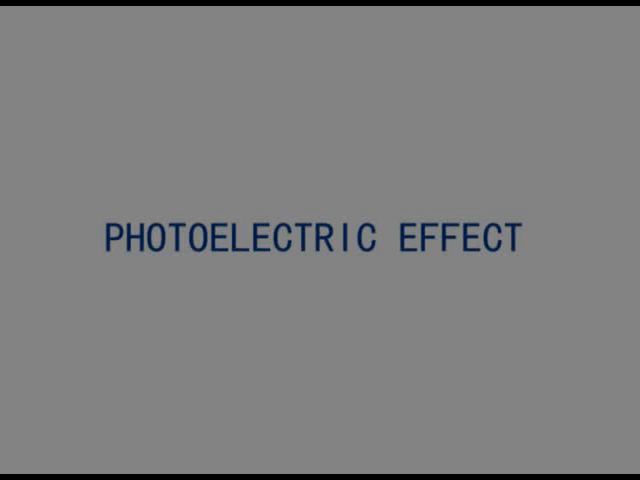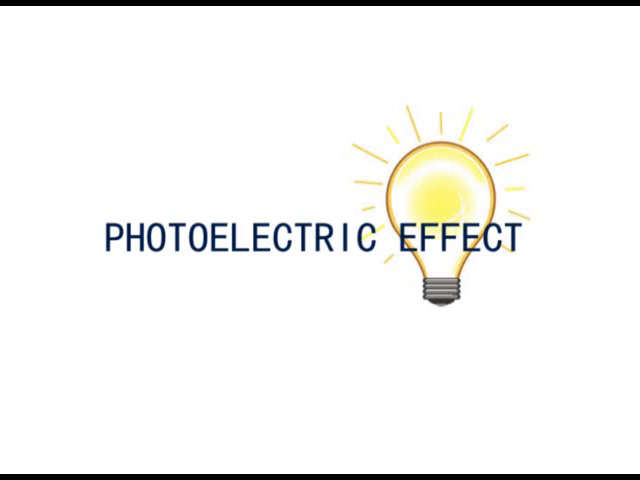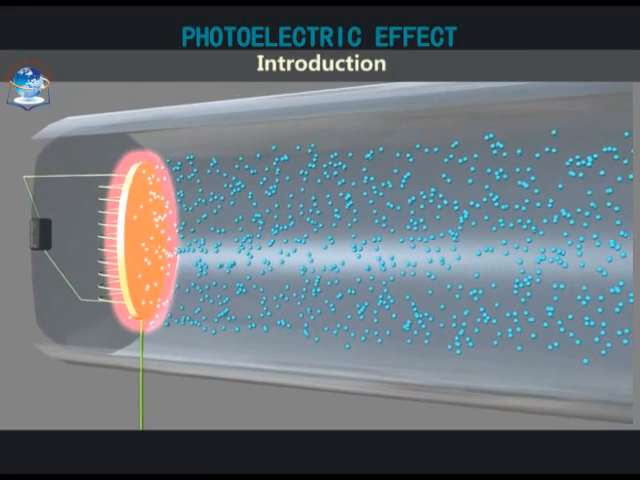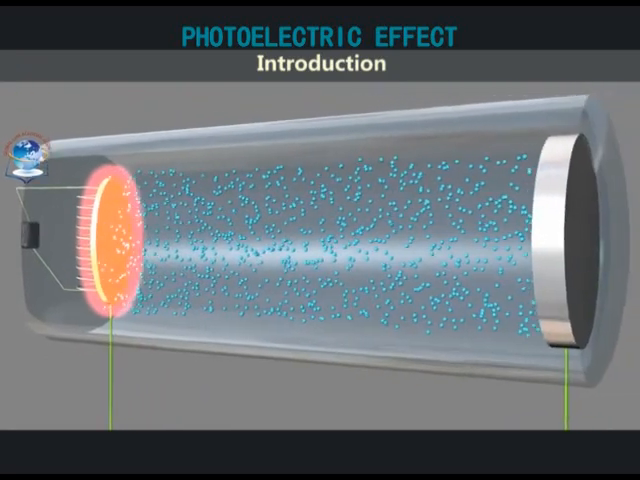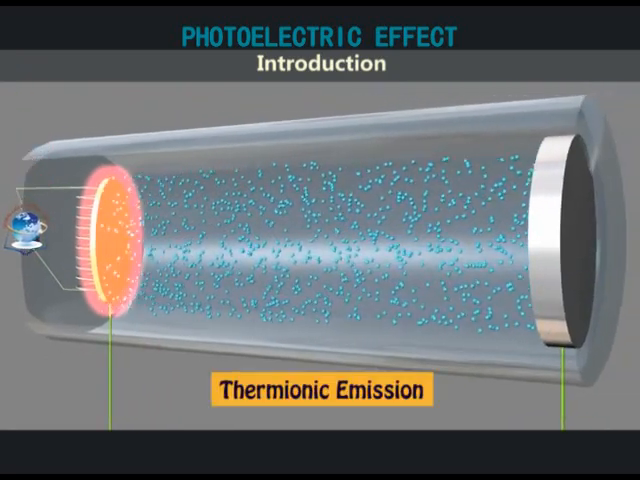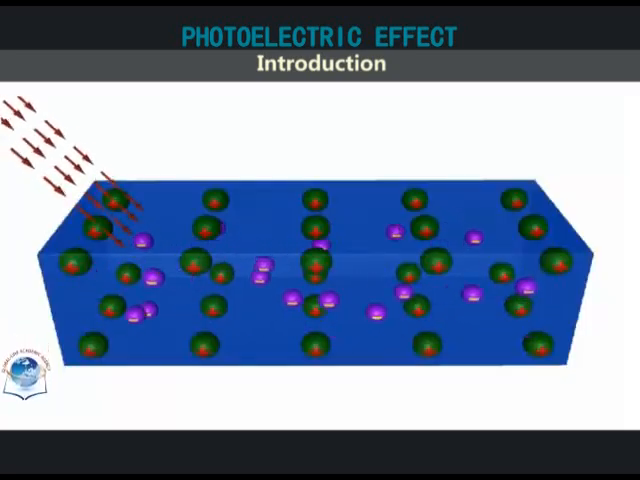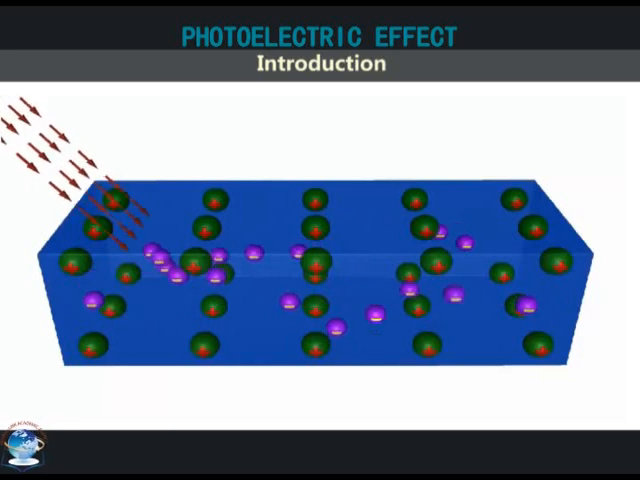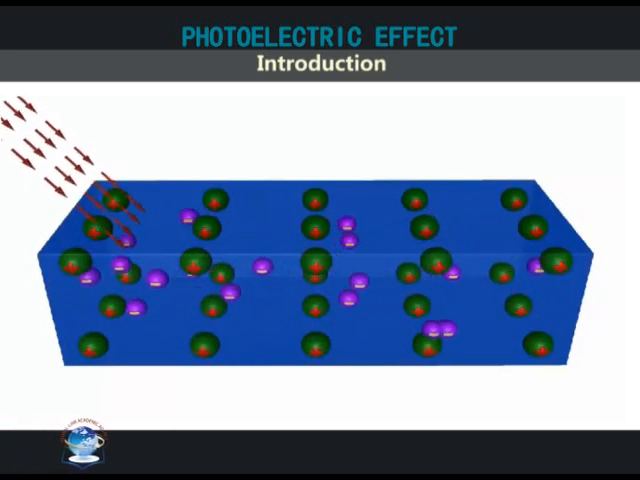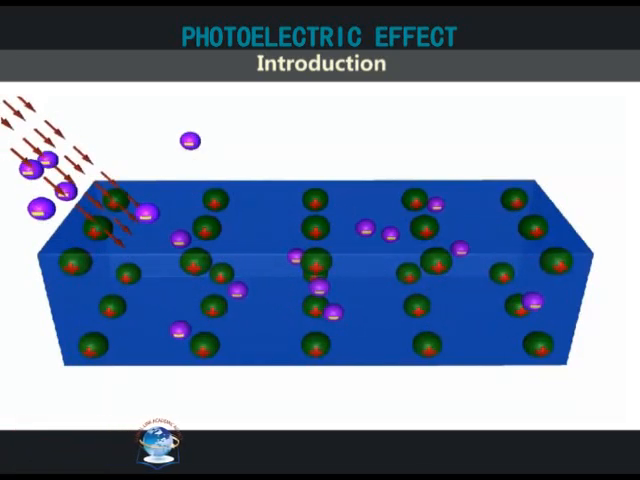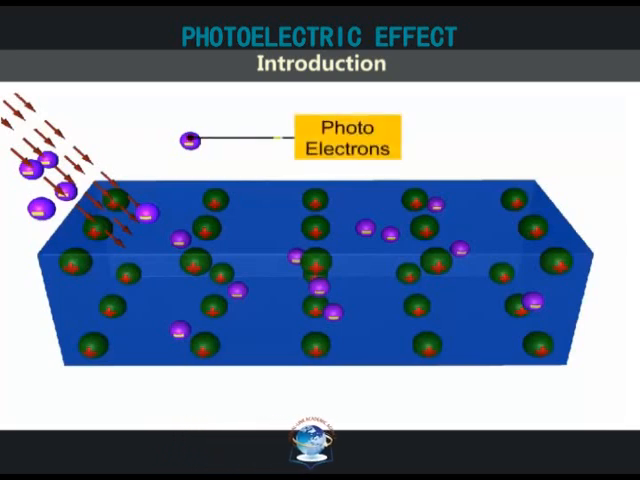Chapter 9, Photoelectric Effect. Let's talk about light. Now, we have seen that when a metal surface is sufficiently heated, it emits electrons in a process called thermionic emission. It turns out, when an electromagnetic radiation of sufficient frequency is radiated on a metal surface, electrons are emitted. These electrons are called photoelectrons, and the process is called photoelectric effect.